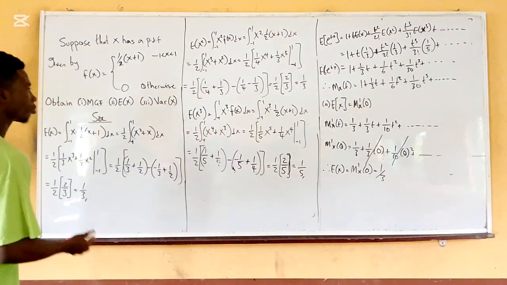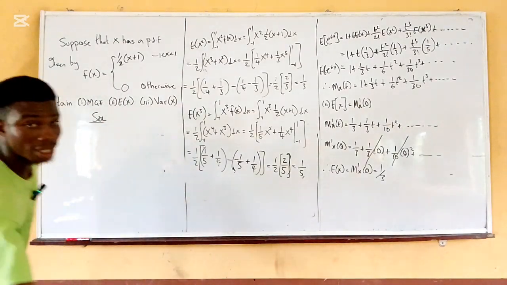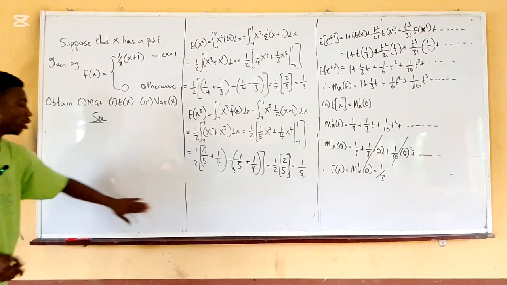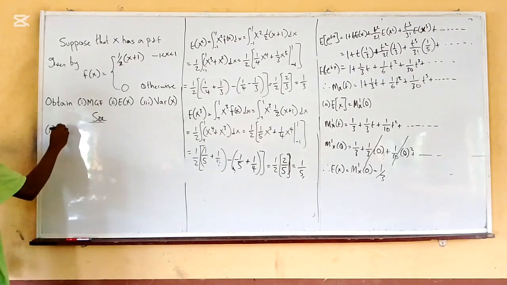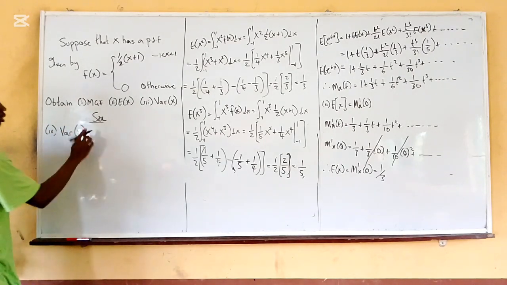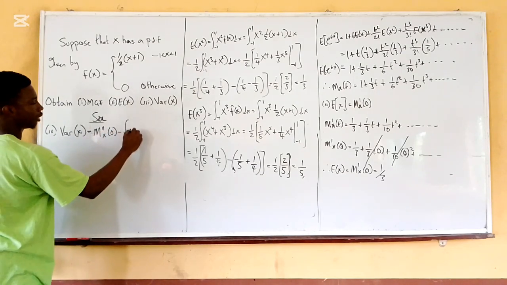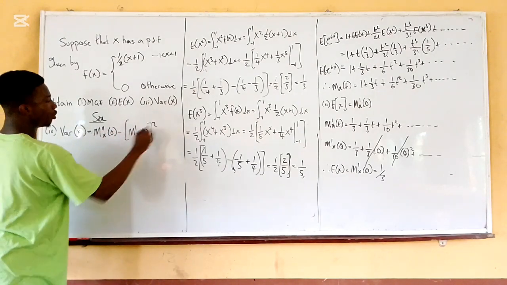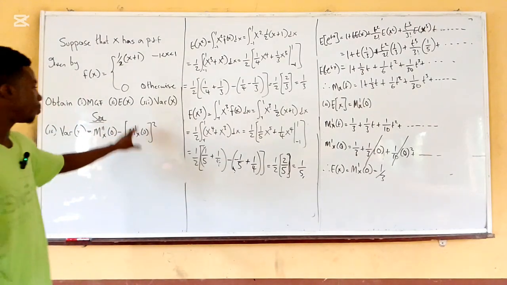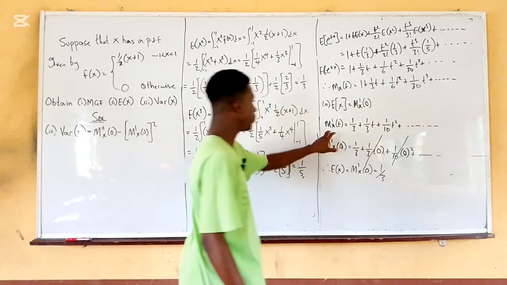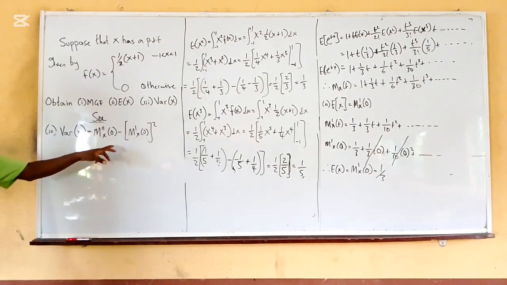Now, the last question says, find the variance of X. Which is question number 3. We know that the variance of X is M double prime X of 0 minus the square of M prime of 0. Remember that I've gotten my M prime X of 0, which is 1 over 3. All I have to do is get M double prime X of 0.